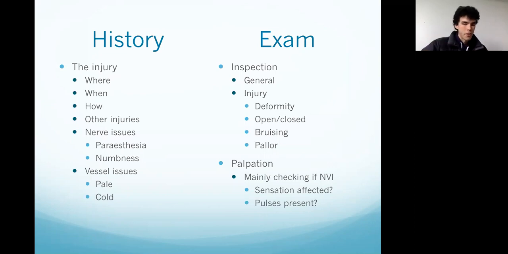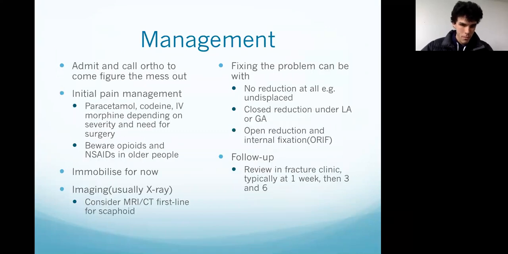Speaking of the exam, firstly, just look at them generally. Do they look obviously unwell? They probably will. Or they might be actually managing okay. Then look at the injury itself, and you want to see if it's open or closed. So can you see something sticking out? It's obviously deformed. Does it look relatively intact and kind of where it's supposed to be? Are they bruised locally or pale? Pale is important because we're thinking about that vascular compromise again. And palpation, you're basically checking if they're NVI, just neurovascularly intact. So sensation, pulses, movements as able, but you're not going to be getting these people to stand up or walk around or anything like that.